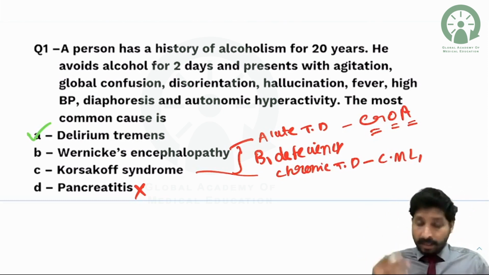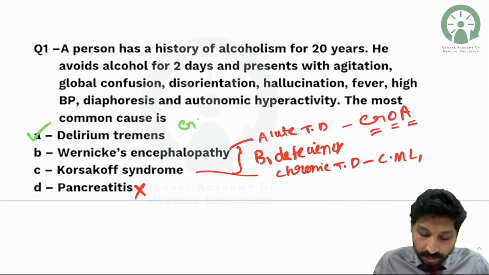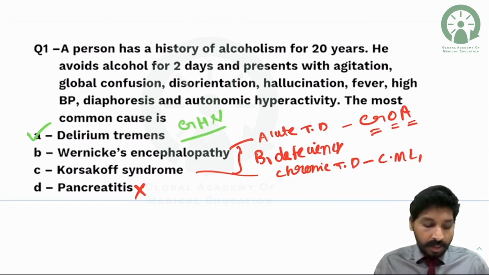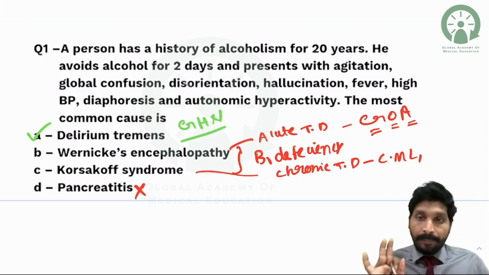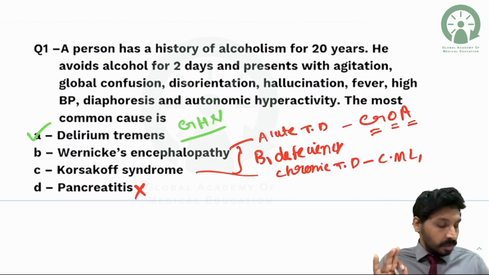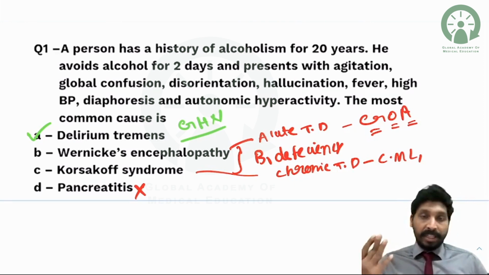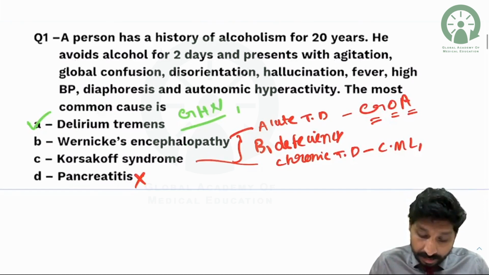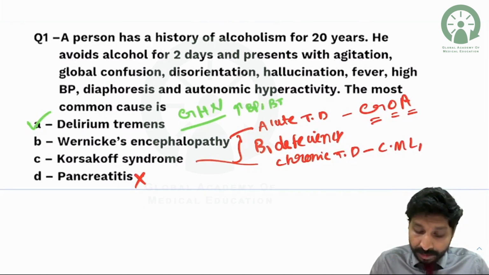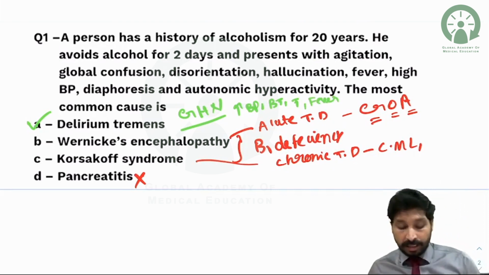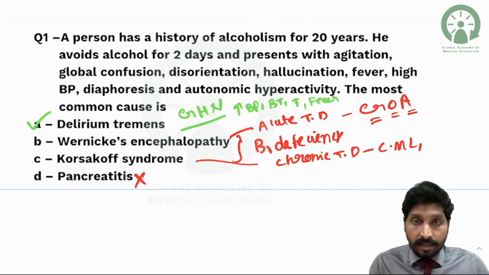So here, in delirium tremens, global confusion is there, hallucination is there, and nightmares also you can make out. Again, autonomic hyperactivity is like increased BP, increased heart rate, increased body temperature, tremors, and fever. All these are characteristic features of delirium tremens. So whenever such a case is asked, don't go with the opinion that it is a B1 deficiency or something.